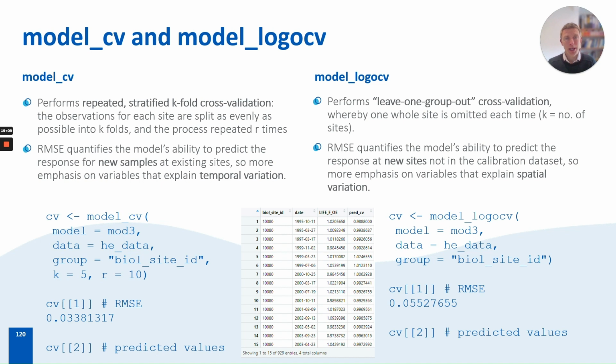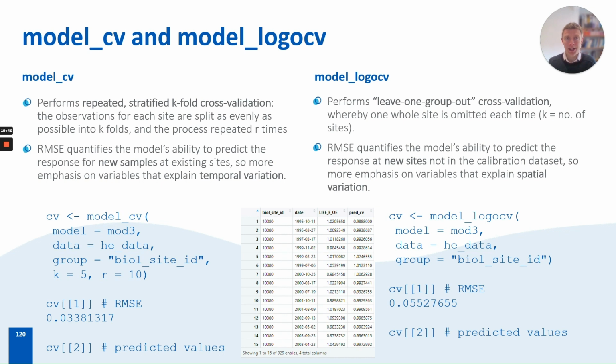In this way, we are able to calculate an RMSE that quantifies the ability of the model to predict the response at new sites. So if we want to calibrate a model to the sites where we have monitoring data, but then subsequently wish to use that model to predict the response at new unmonitored locations, then the leave one group out cross-validation approach is the right one to use. Because of the way it works, in contrast to the model CV function, it also tends to put more emphasis on variables which explain spatial variation in the data.